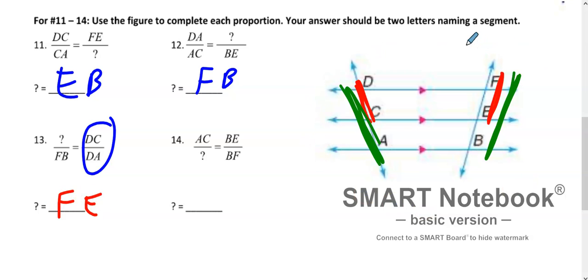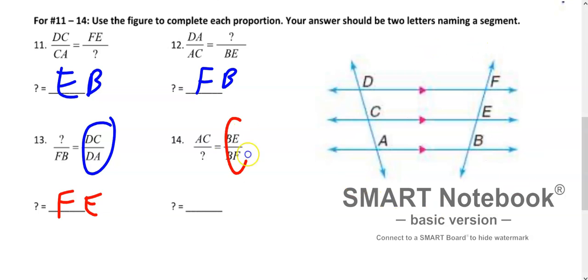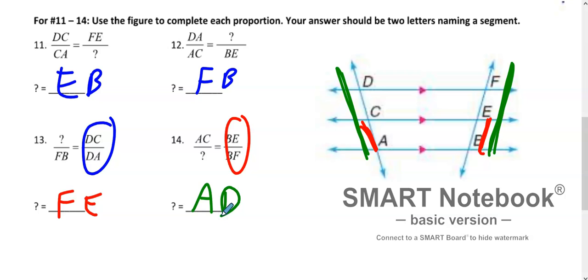And last but not least, start with what you know, BE and BF. So BE is the bottom right. BF is the whole right. AC is the bottom left. So what corresponds? The entire left, AD. That's it.